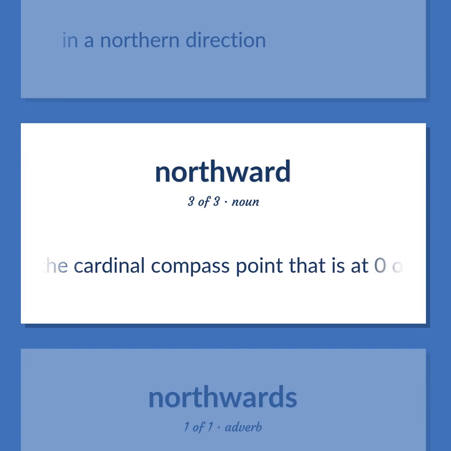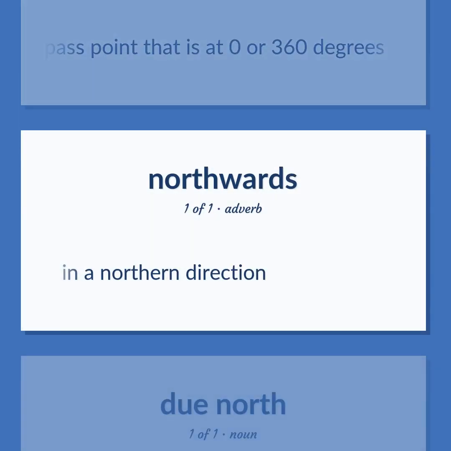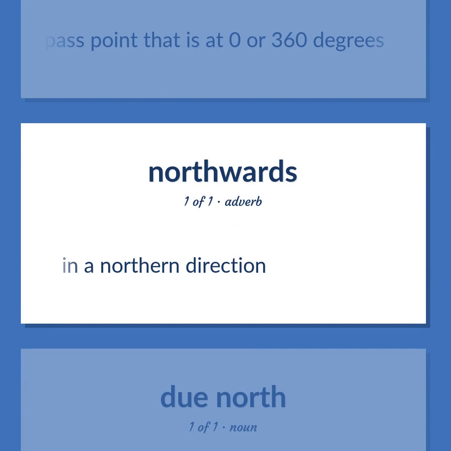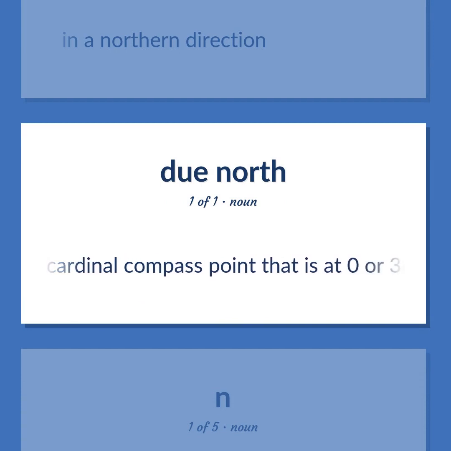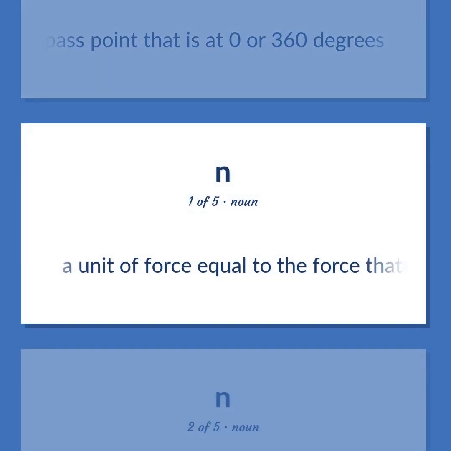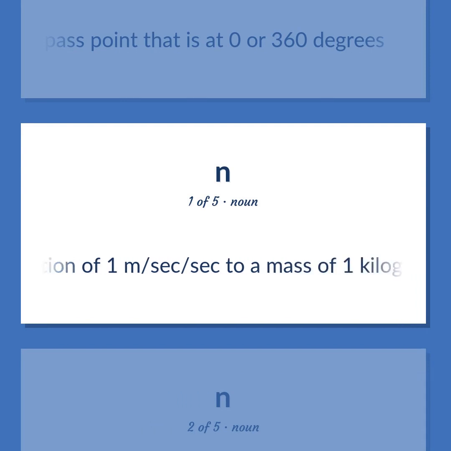The cardinal compass point that is at 0 or 360 degrees. In a northern direction. The cardinal compass point that is at 0 or 360 degrees. A unit of force equal to the force that imparts an acceleration of 1 meter per second squared to a mass of 1 kilogram, equal to 100,000 dynes.